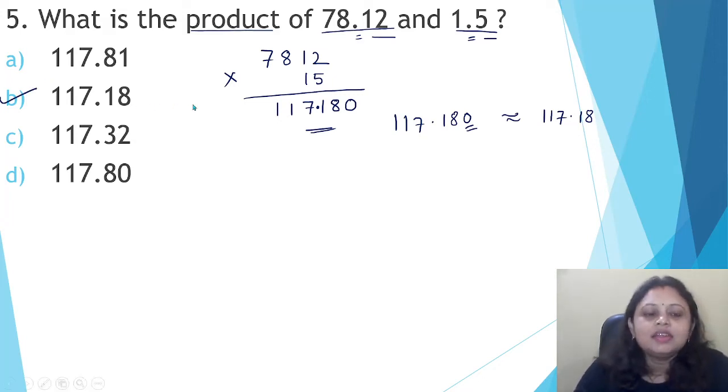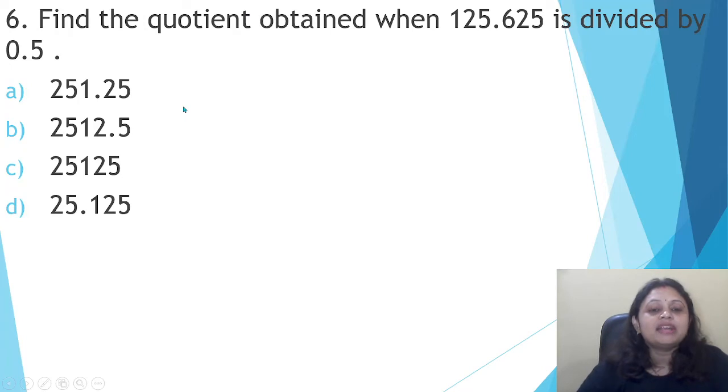Got it? Coming to the next question. Find the quotient obtained when 125.625 is divided by 0.5. Option A 251.25, B 2512.5, C 25,125, D 25.125.